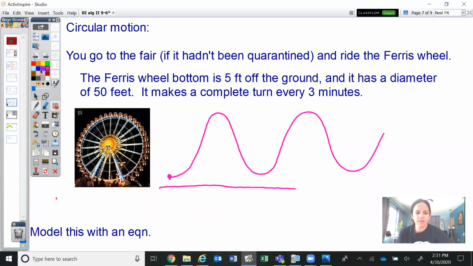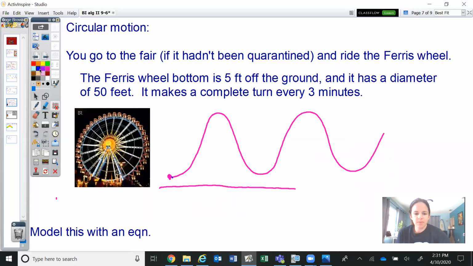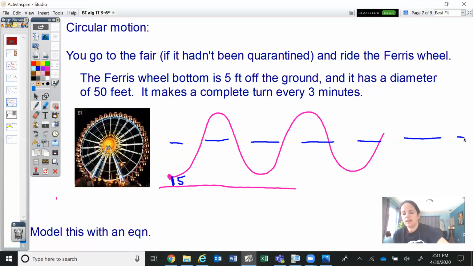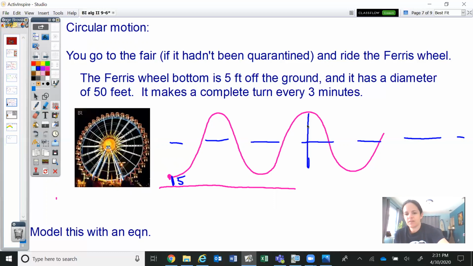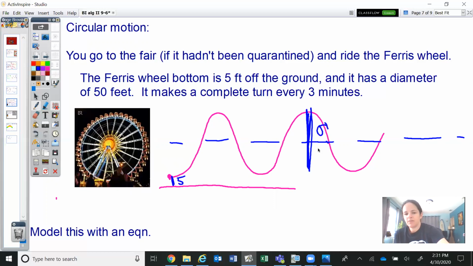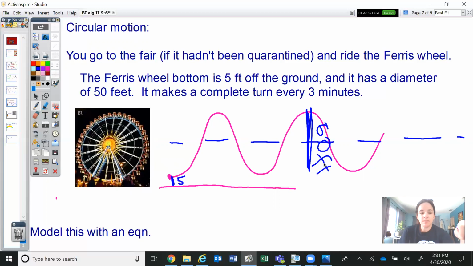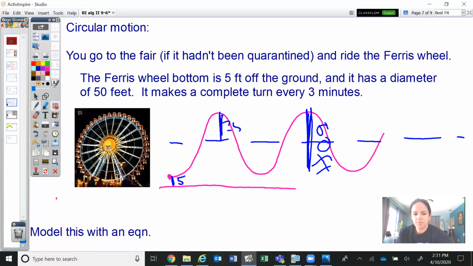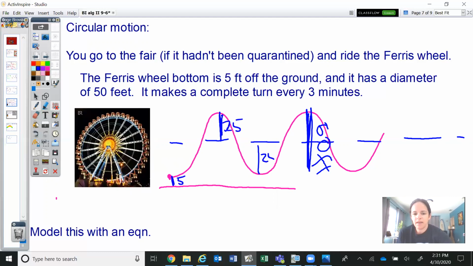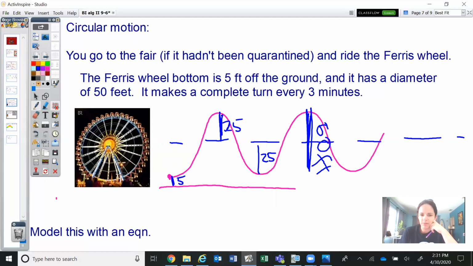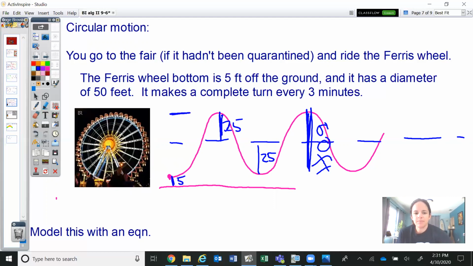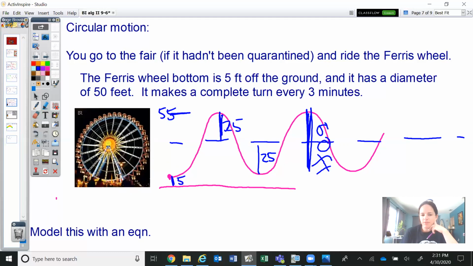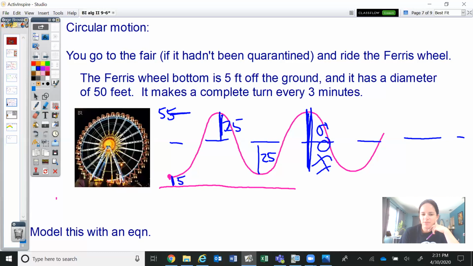So if we put some numbers in here, we said that the bottom of the wheel here is 5 feet off of the ground. And then if the Ferris wheel diameter is 50 feet, that means this entire range from top to bottom would have to be 50 feet, which means that the amplitude would have to be half of that. So the amplitude would be 25 there. And you could mark it on the bottom half as well, that would be 25 feet. That would take the maximum to being 55 feet above the ground because the bottom of the Ferris wheel was 5 feet above the ground.